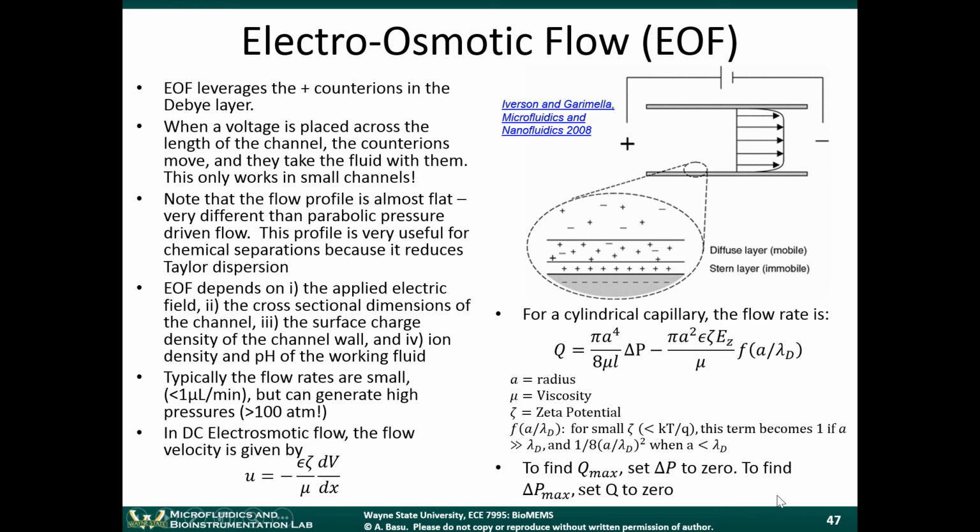All right. So just a little trick with these formulas. If you want to find the maximum flow rate, you set the delta P equal to 0. So this is if you have no back pressure in the system. And if you want to find the largest amount of pressure gradient, you set the flow rate Q equal to 0. So if you do some math here, you can actually figure out that the maximum pressures in some cases can be greater than 100 atmospheres for certain working liquids.